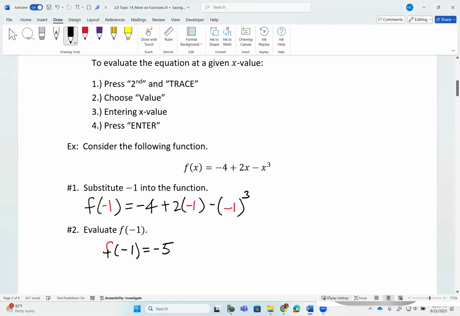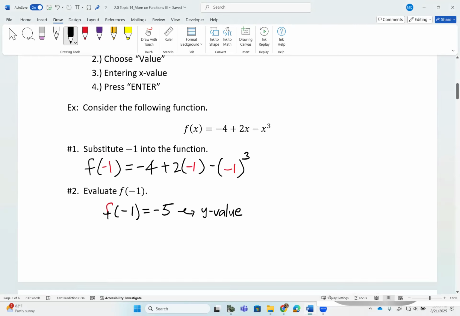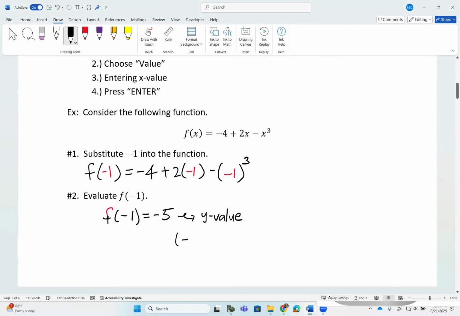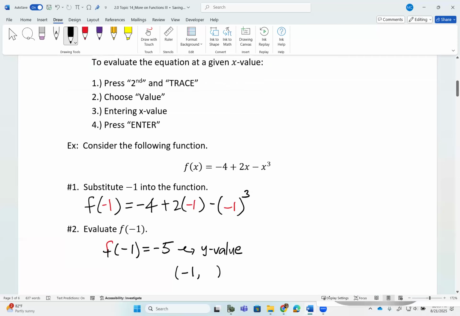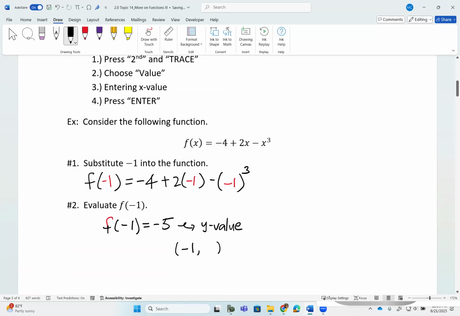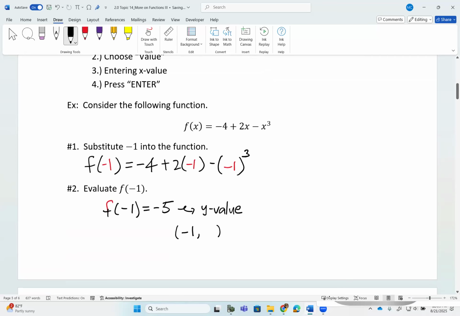What this -5 means is that's the y value. That's one particular y value of the graph of the function. In other words, we input an x value of -1 and we use the function to figure out the y value, because remember, f of x is also representing y. So we input an x, and the answer -5 has to be the y value of the function. It's one particular point on this cubic function.